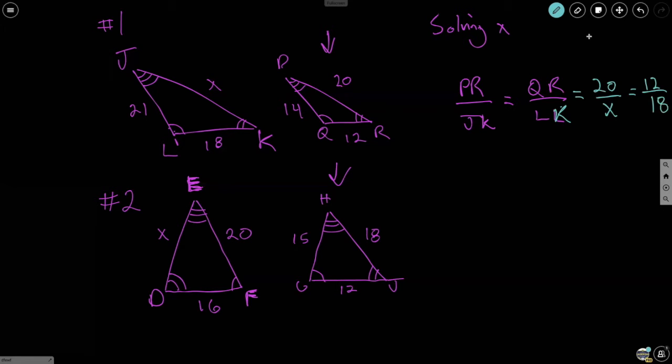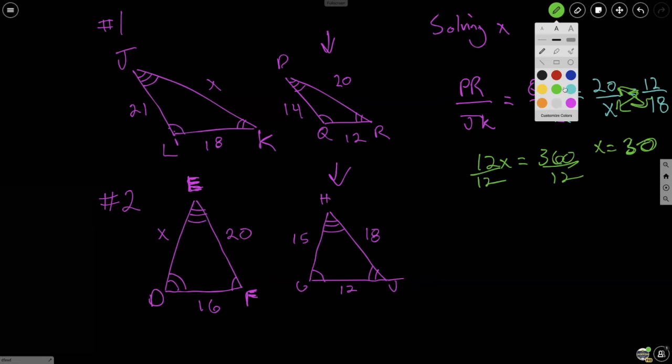$18, okay? And so we go ahead and do the multiplication. X times 12, 20 times 18. It's going to be 12 times X, 20 times 18. That's 360. And then we divide 12 on both sides. X equals 30. All right, and you can check your answers for that one.